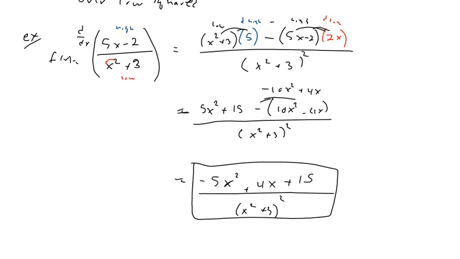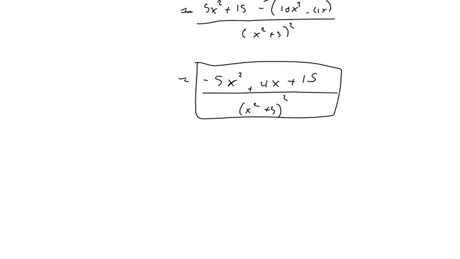Let's try this again. One more, and then we're done. What if my function is square root of x over cosine x? No. Hold on. Let me fix this. Cosine x over square root of x. I like that better. What do I do? Same thing, low d high minus high d low over low squared.